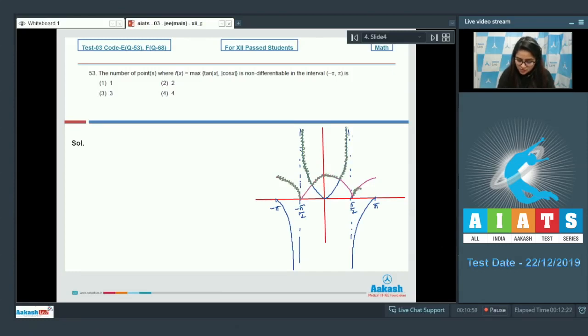And here this one. So you can see very clearly at 1 point, 2 point, 3 point and 4 point. At 4 points the given function is not differentiable. So option number 4 is your correct answer.